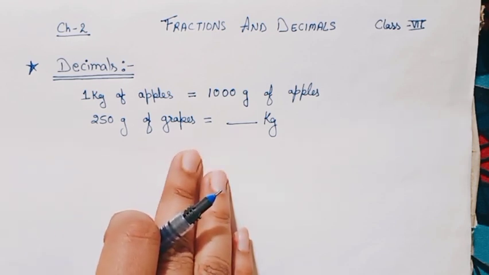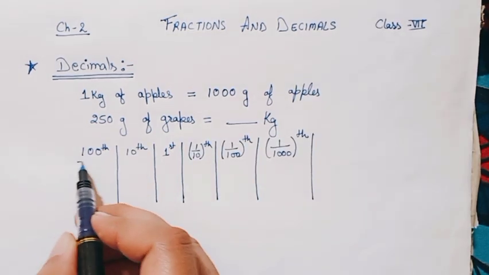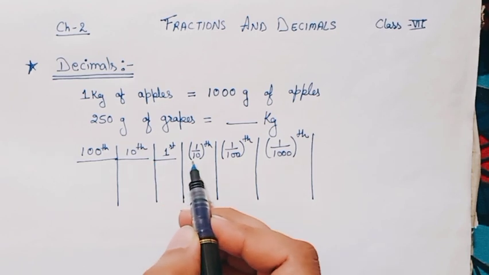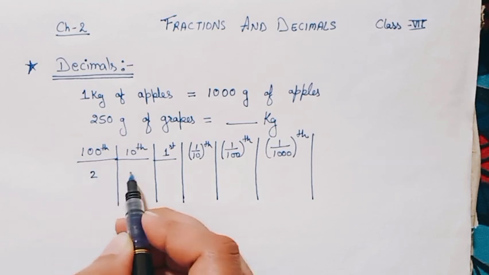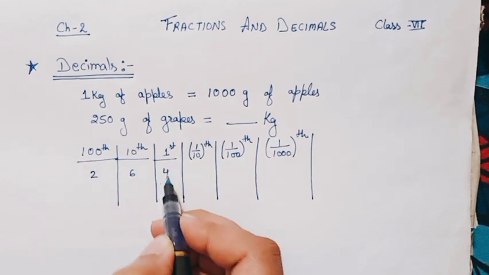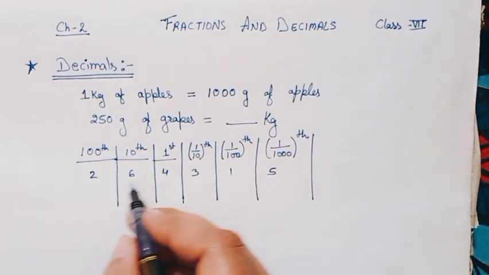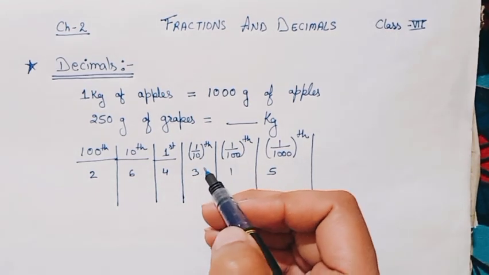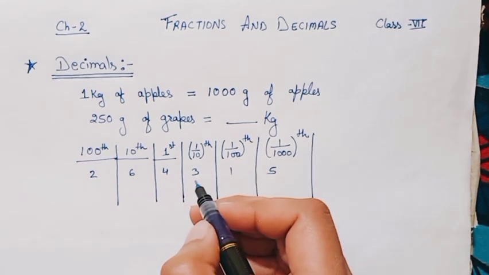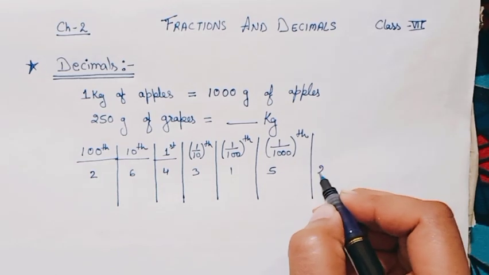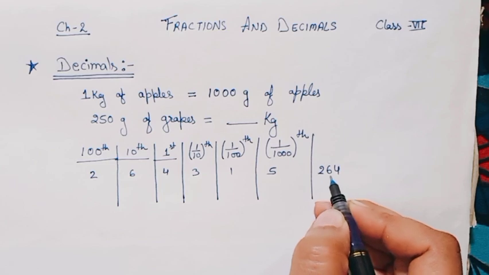Let's see how, with some examples. Here is a simple chart with the 100th place, 10th place, then first, and so on. Here I'm writing some digits. Suppose 2, 4, 6, or 4, 3, 1, and 5. Now if I tell you to write the number, 1 upon 10th part of something is simply the division factor, which is simply the decimal factor. You will write simply 264, and you will read it as 264.